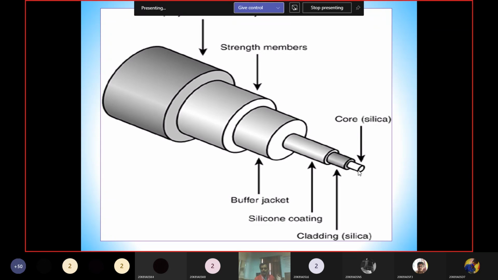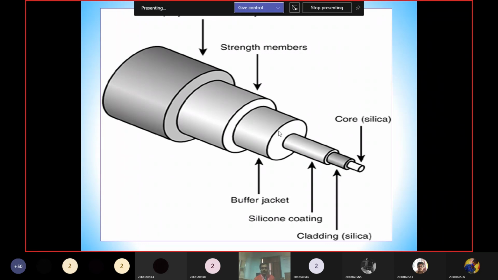So inside is the core, and around that core is the cladding. On the cladding there is a coating, the silicon coating. It protects the quality of transmission, that means it will protect from any light losses, transmission losses. That is the use of the silicon coating.